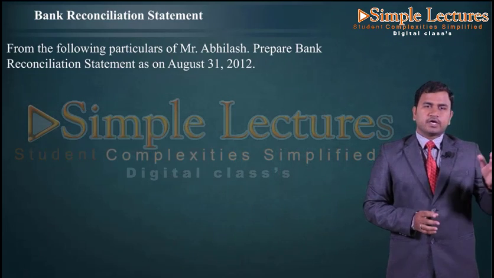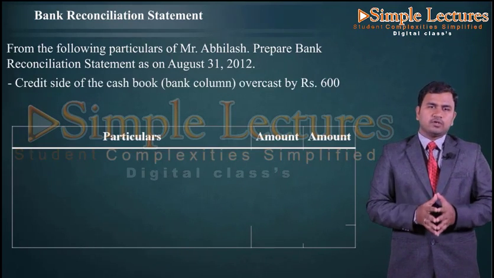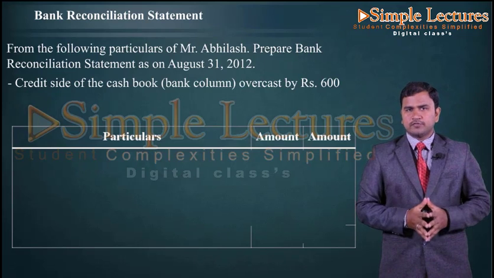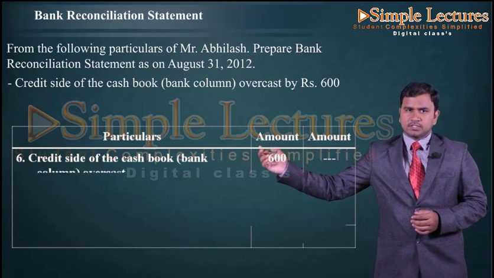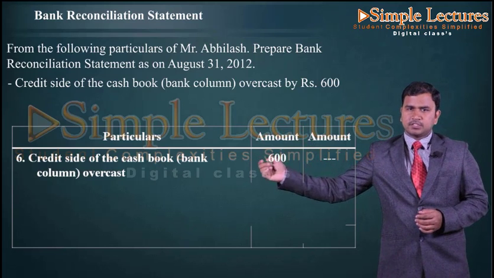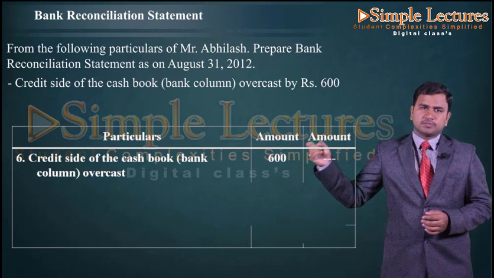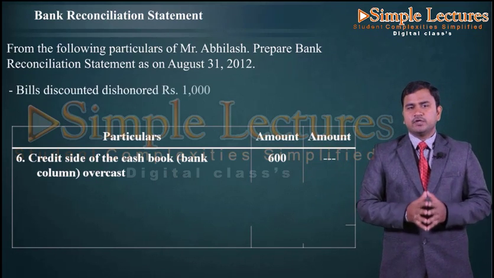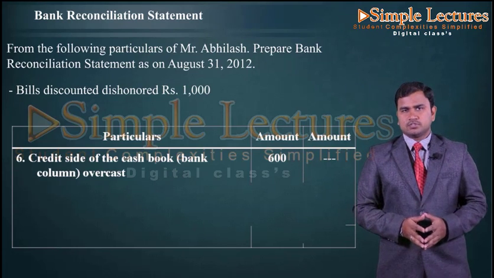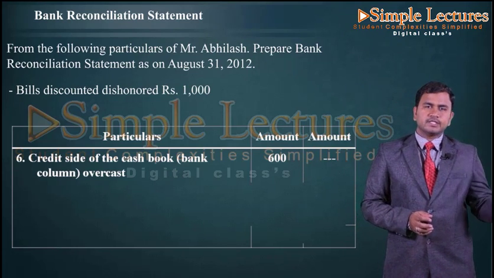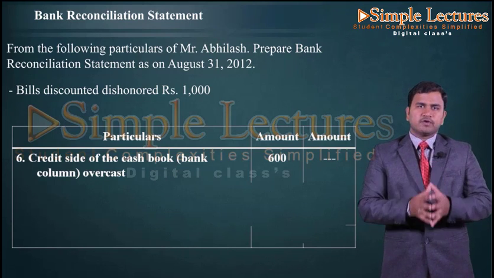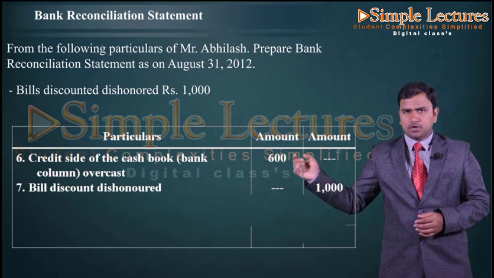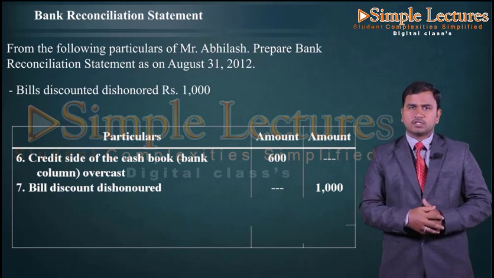Next we have credit side of cash book, which is bank column, overcast by rupees 600. So that 600 we are going to show in the positive amount column, where serial number 6, overcast of cash book, which is bank column, in the positive amount column, 600. Then we have bill discounted dishonored, 1000. Where the bill was discounted, it was added in the cash book. Now it is dishonored. That's why we are going to show it in the negative amount column, which is serial number 7, bill discounted dishonored, in the negative amount column, 1000.